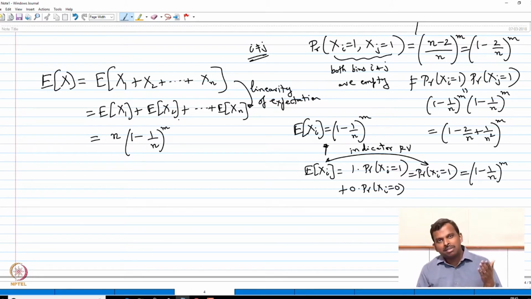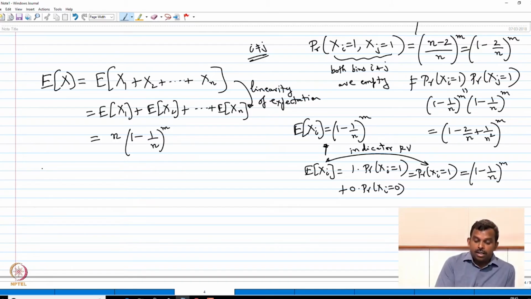Expected value of x squared and variance are, more or less, equivalent in some sense. I know the expected value of x. If I know the expected value of x squared, I also know its variance. Okay, so how do I find the expected value of x squared? We can use the same trick once again.